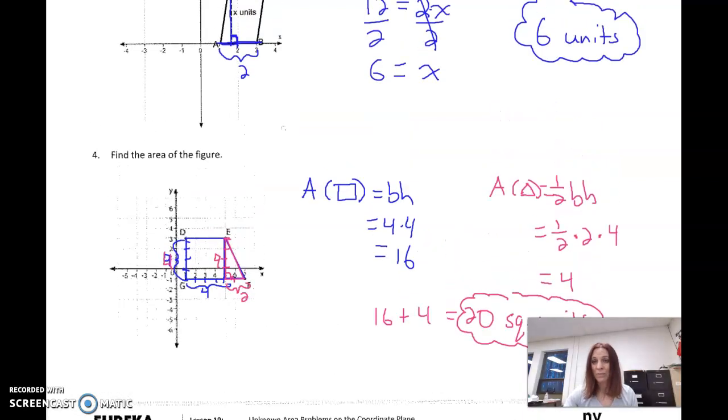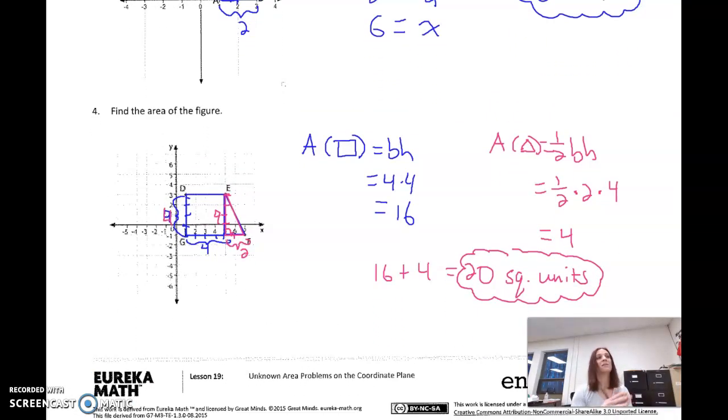All right, so a couple takeaways from this. Write down your formula. On the coordinate plane, sometimes you're going to have to break apart figures and figure out the area of each one and then put it back together. And make sure that you know that you can count. Take a look at the scale, make sure they're going by ones. And on the coordinate plane, you can count the missing side lengths and then use that with the formula to find the areas.